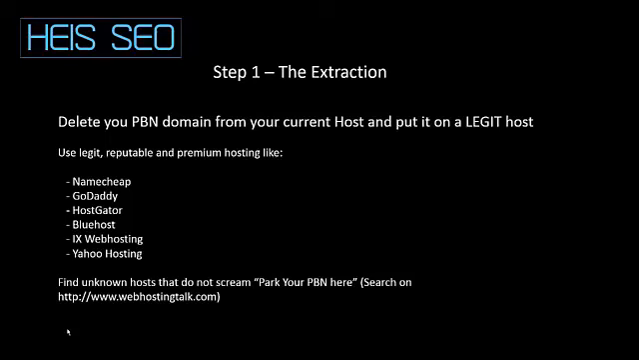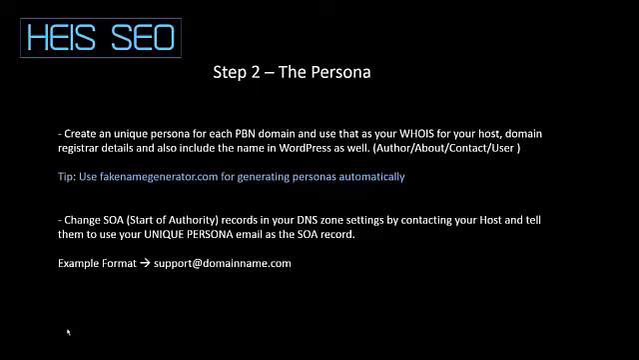Step one, the extraction. Delete everything, right? Put it on another host, a legit host, and then you'll be ready for step two, which is the persona. What you want to do is create a unique persona for each PBN domain and use that as your whois for your domain registrar, for your contact details in your hosting account, and you can even include it in your WordPress site. So think about the author name or your about page or the contact page. You could just play with it.